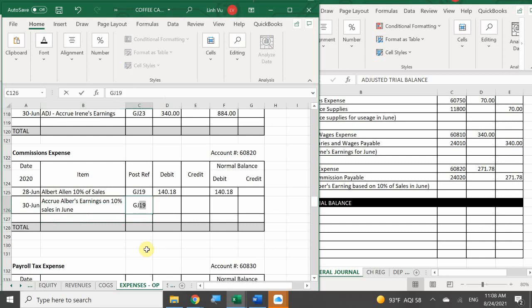General Journal 23. And once again, Albert has finally earned $271.78. Okay. Which then is going to bring me up to a grand total of commissions expense to be $411.96. Okay. Excellent.